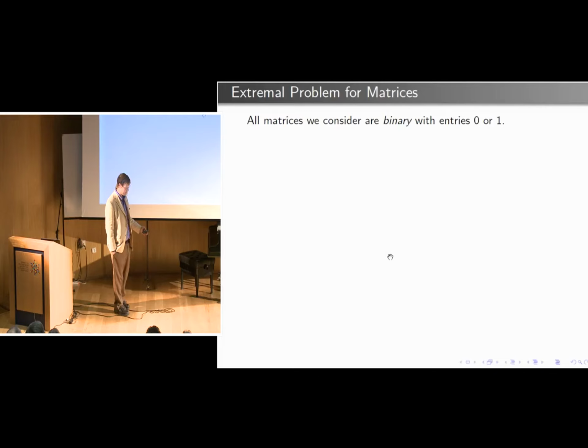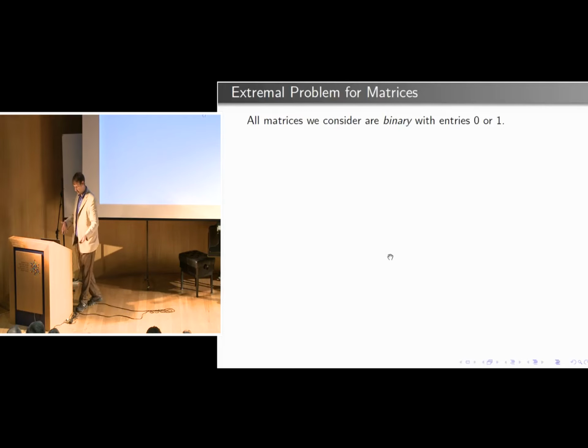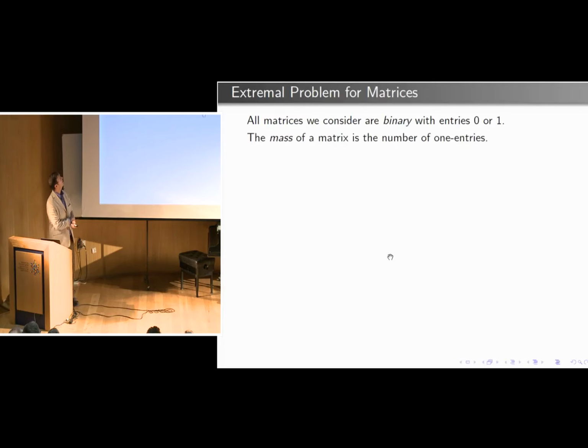So this is a question about permutations, and it really fell in this area of enumerative combinatorics, which is quite popular. It turns out that to really approach this problem, you need techniques from extremal and probabilistic combinatorics, where Noga is an expert and has led the field for many years now. So all matrices we consider are binary, meaning entries are 0 and 1. The mass of a matrix is the number of 1 entries, that's the sum of the entries.